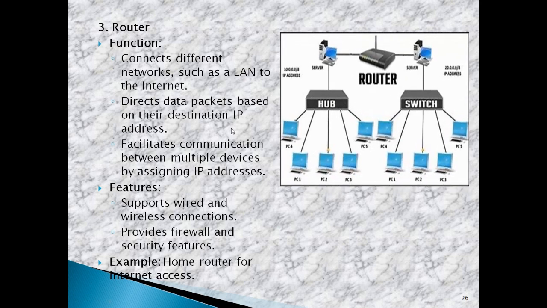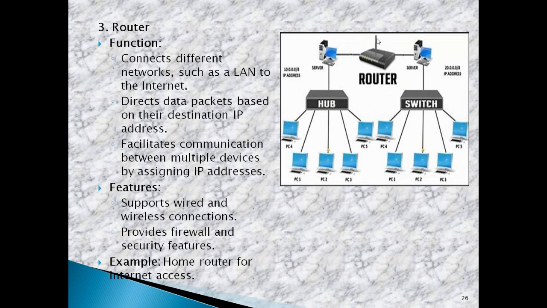So that's about that. Now, what are the features? It supports wired and wireless connections. You can use the router. You have wired routers and you also have wireless routers. Then it provides a firewall and security features, meaning that the router can block an attack coming from the internet, which we'll talk about later.